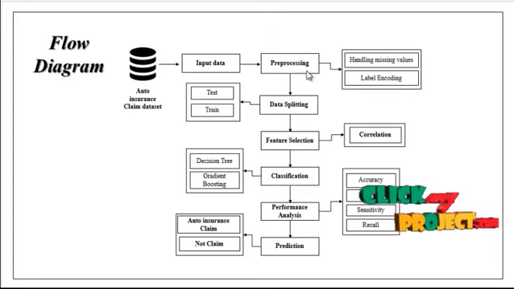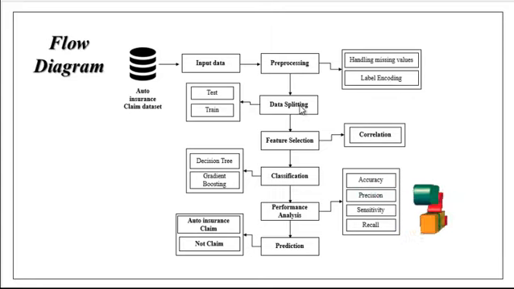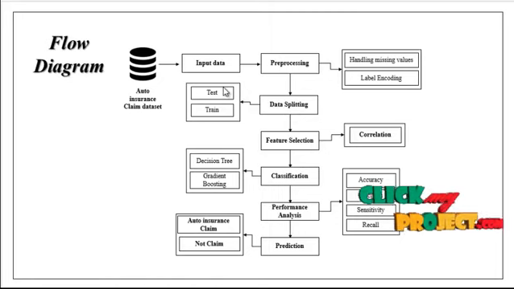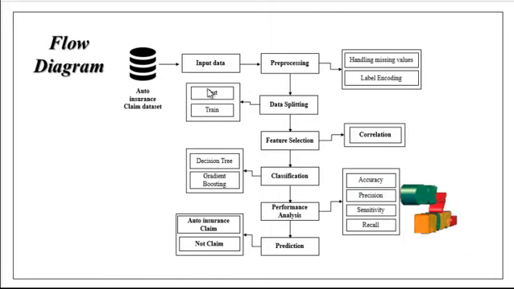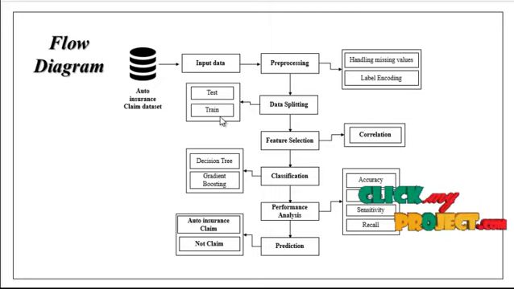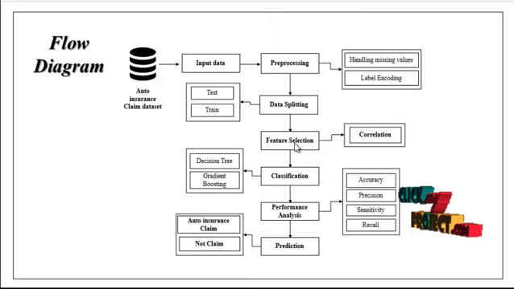Then the pre-processed data is carried to the data splitting module. In this step, we split the data into test and train. Test is used for prediction and train is used for evaluation. The split data is carried to the feature selection module.